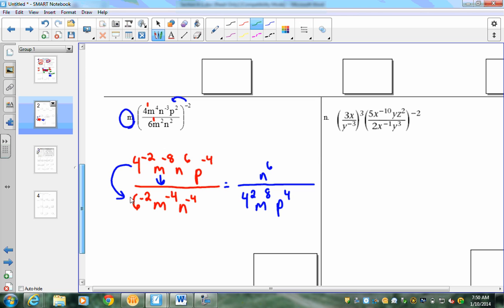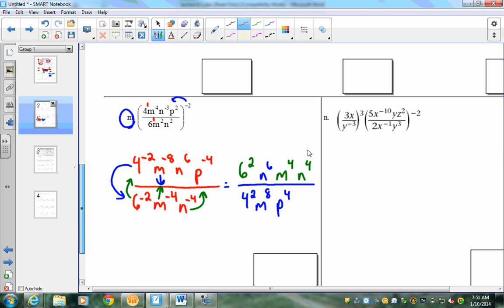denominator. We're going to have 6 to the -2. We're going to bring that up to where it would be 6 squared. This m to the -4, we're moving that up. Now it's going to be m to the 4th power. And this n to the -4, we're bringing that up too, and now that'll be positive n to the 4th power.